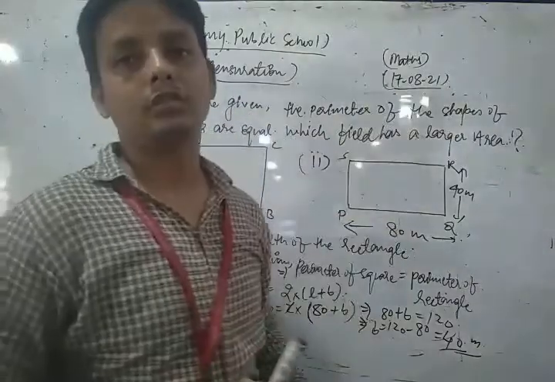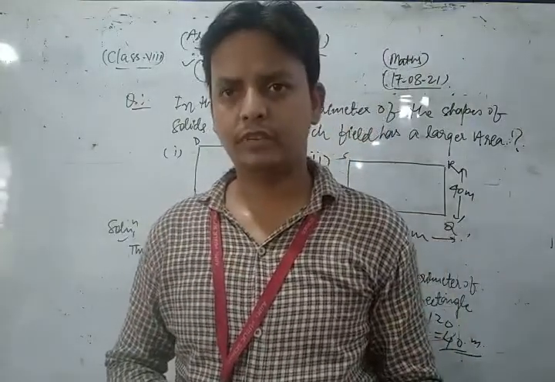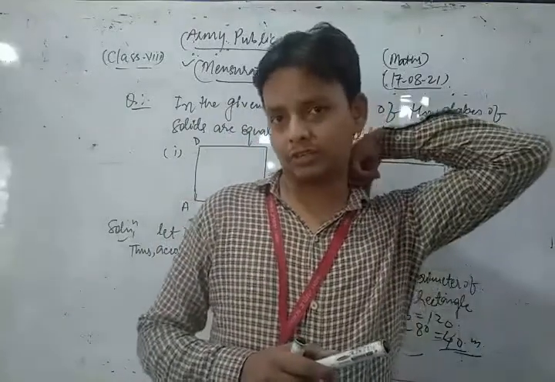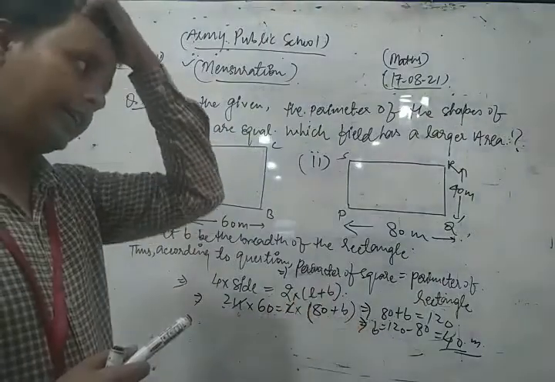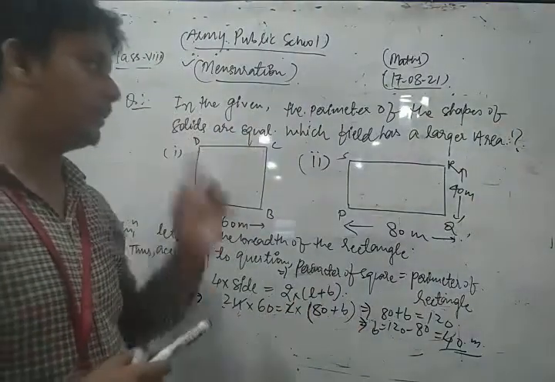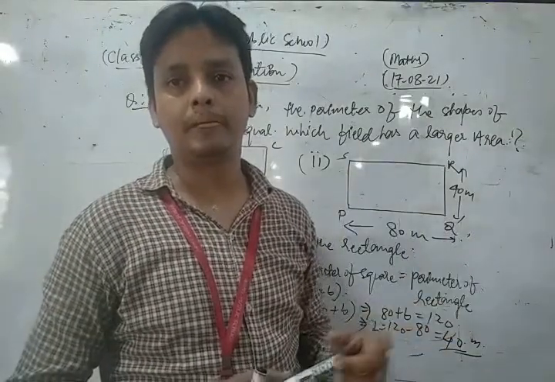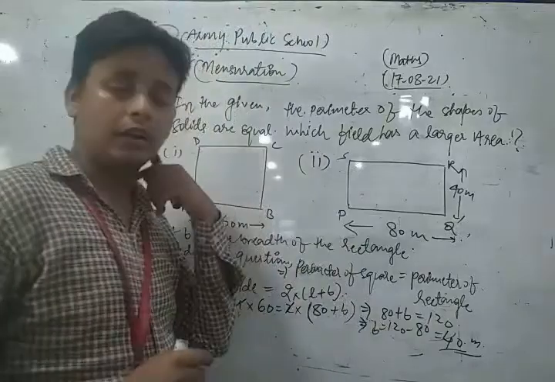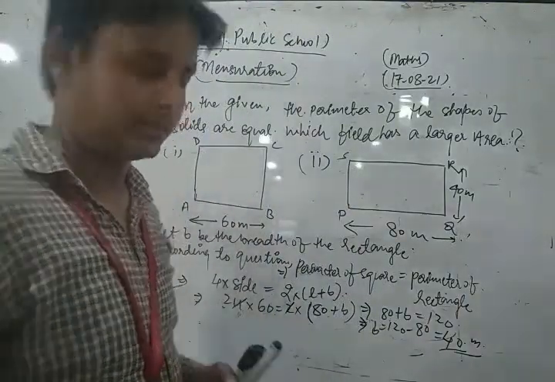So using that concept, the perimeter of the square field is equal to the perimeter of the rectangular field, dear students, we find the breadth of the rectangle. Now our question is, which field has a larger area? So first of all, we find the area of each field. Okay, let's see.